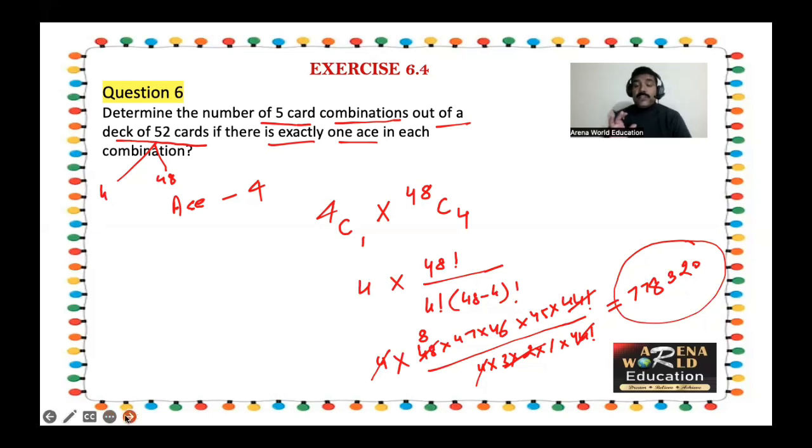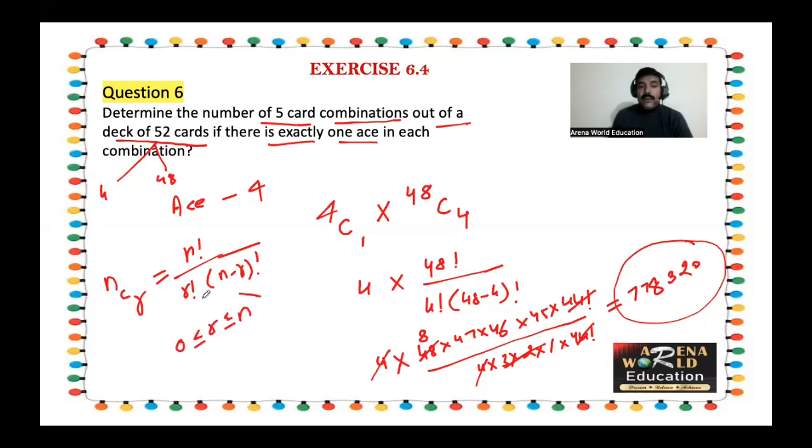So your calculation must be strong, right? So here, if we talk about question number 6 or any question related to this exercise, so mainly we are using formula related to combination. And that was what? nCr. nCr means n factorial divided by r factorial into n minus r whole factorial. Right? And condition for r is same. That is, r cannot be more than n.